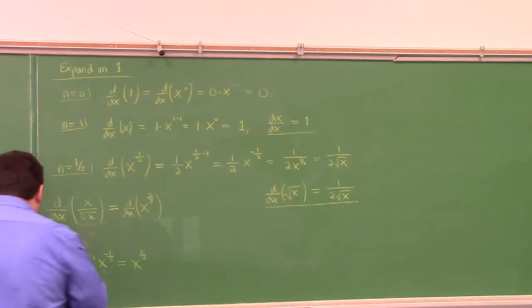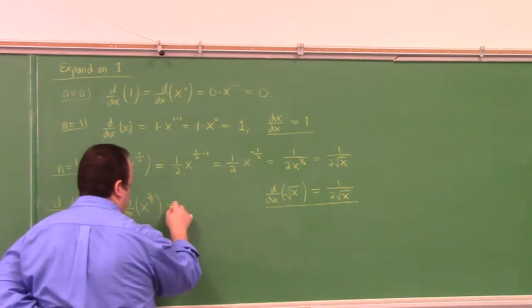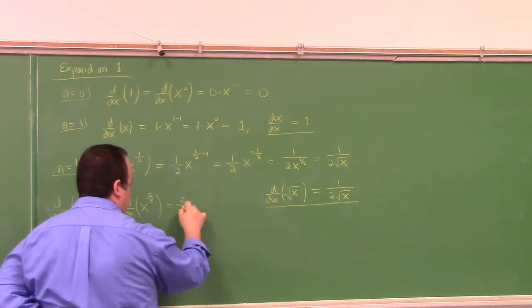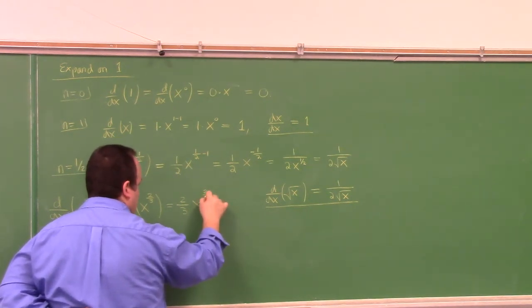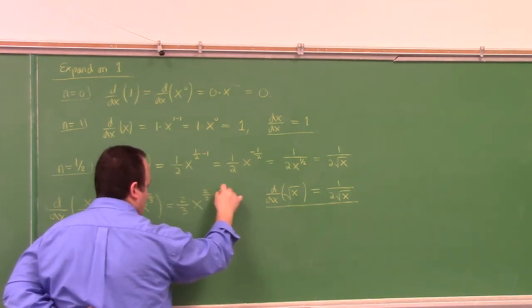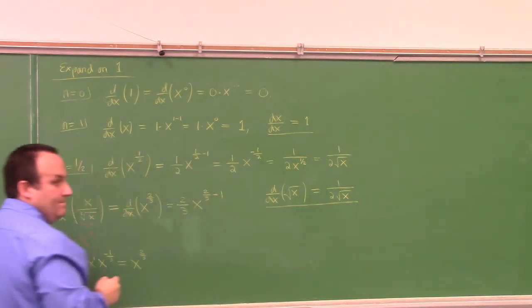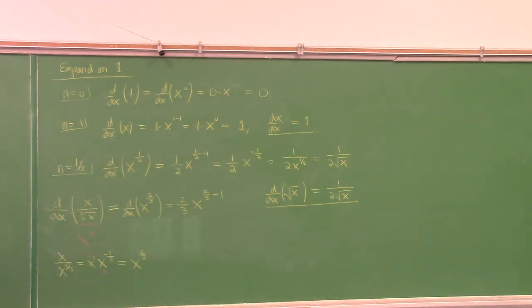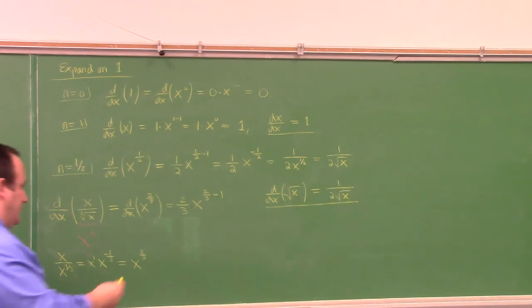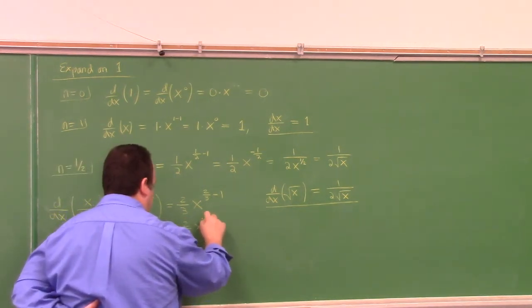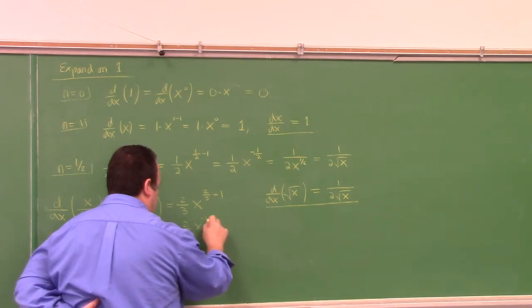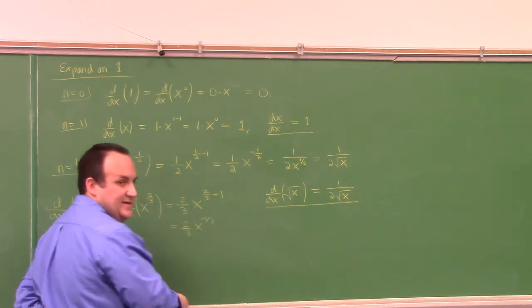Bring the 2/3 down. All right. So I apply the power rule, right? 2/3 x to the 2/3 minus 1. Negative 1/3, right? So I have 2/3 x to the negative 1/3. And that's not a bad answer. I mean, you could put a box around that and be done with it.